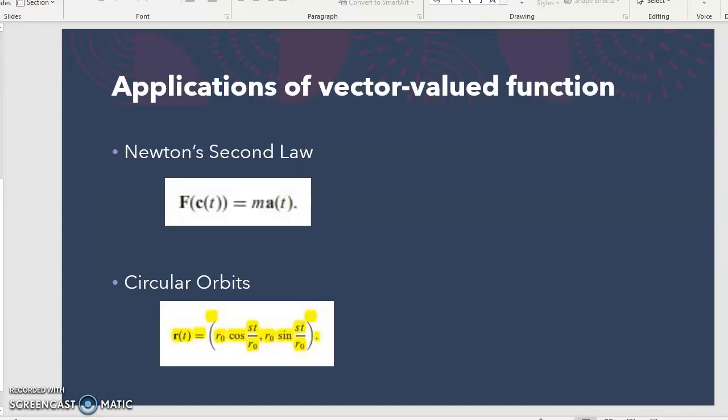These are two other applications of vector valued functions. First is Newton's second law. If a particle of mass m moves in R3, the force F acting on it at the point c(t) is related to the acceleration a(t) by Newton's second law: F(c(t)) = m a(t).